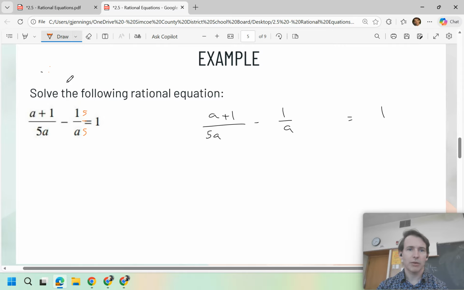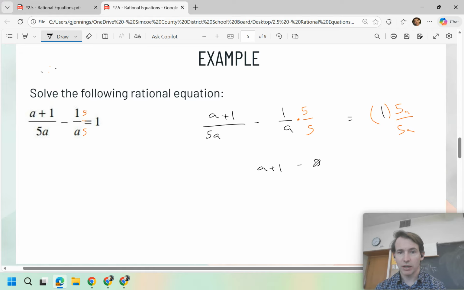And then I want to create a common denominator here. So I'm going to multiply this by 5 over 5. And while I'm at it, I'll create a common denominator on the other side, multiplying by 5a over 5a. That gives me the next line: a plus 1 minus 5, all over 5a, is equal to 5a over 5a.